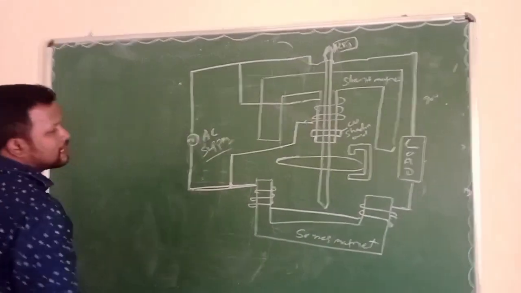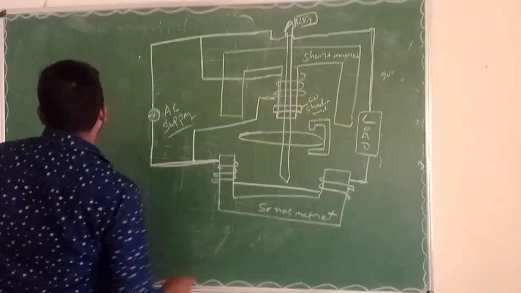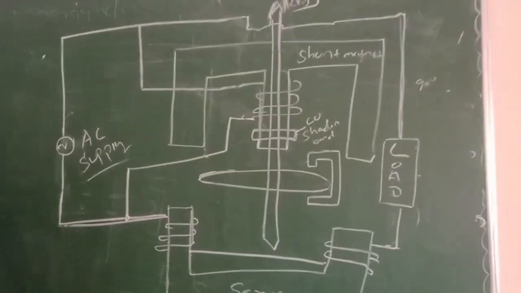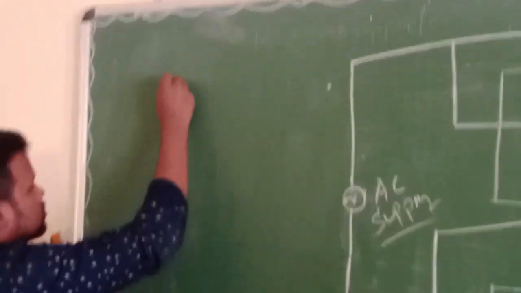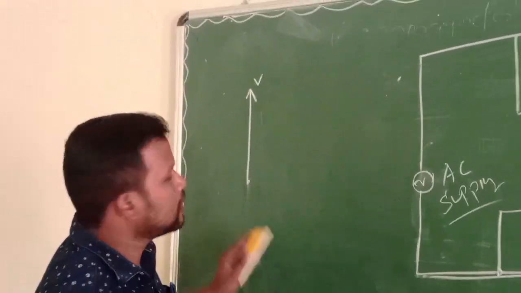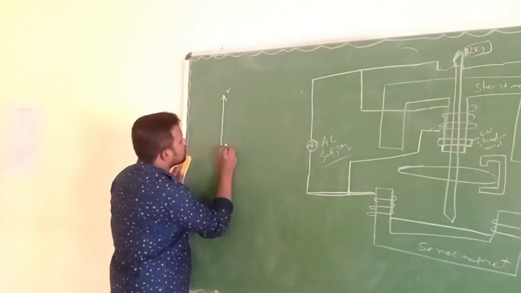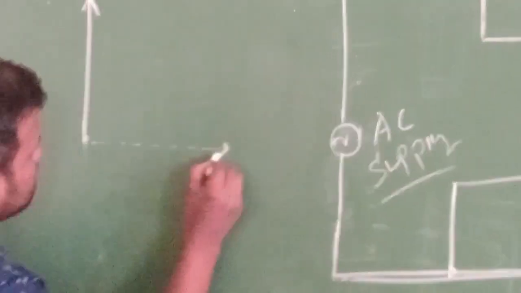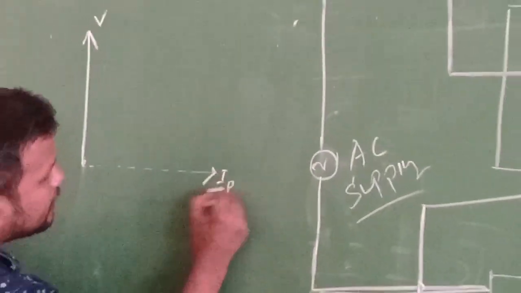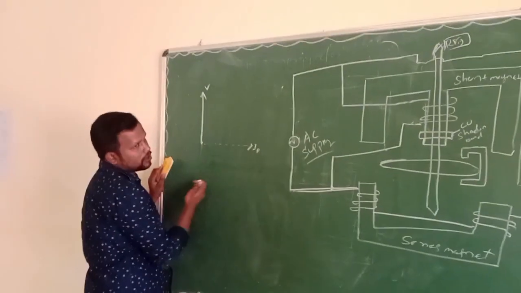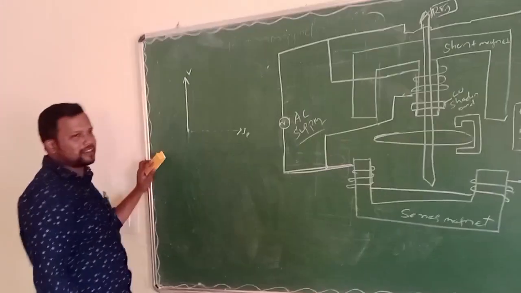First of all, it is an inductive circuit, the pressure coil. So we take a reference voltage source V, and the pressure coil current should lag behind the voltage. It should be 90 degrees in a purely or perfectly inductive circuit.